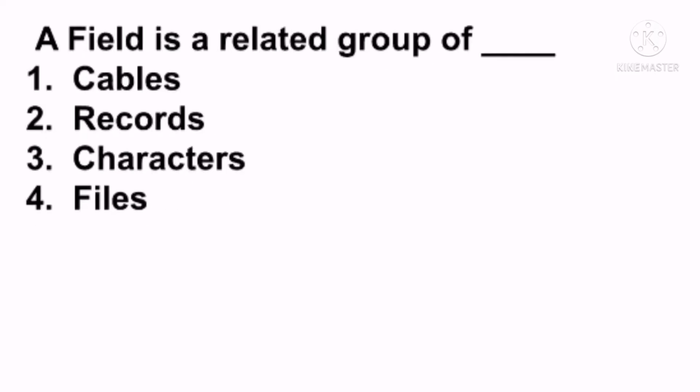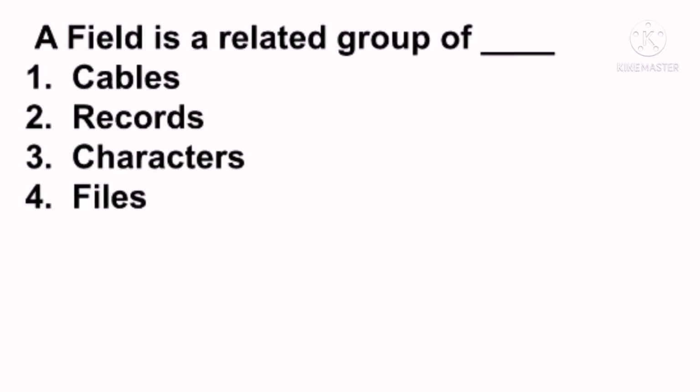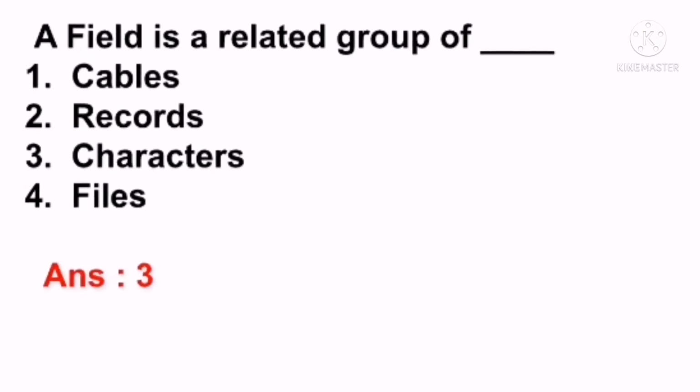Next, a field is a related group of what? Options are, first one, cables, second one, records, third one, characters, fourth one, files. Correct answer is characters. A field is nothing but a related group of characters. So a related group of characters is called a field in database management system.